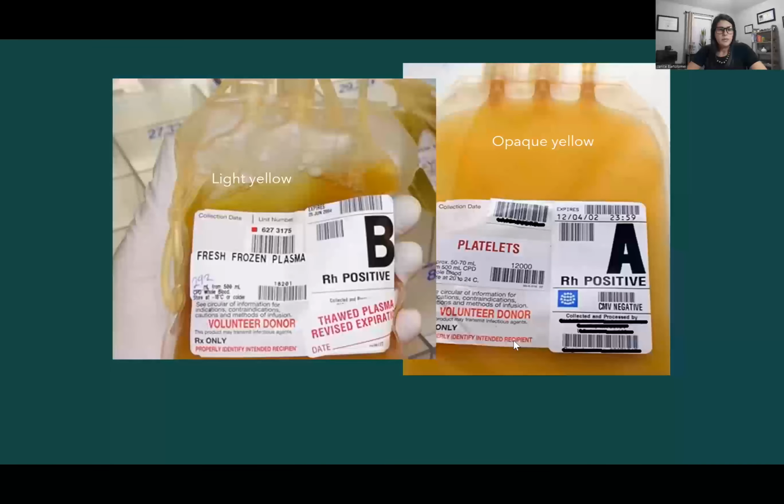Here's the difference between fresh frozen plasma. It's yellow, but it's light, okay? It's clear, so to speak. And then platelets, they're yellow as well, but it's opaque. It's like cloudy, the color. So you can differentiate, especially if you see them in clinical, that way you can tell which one is which.